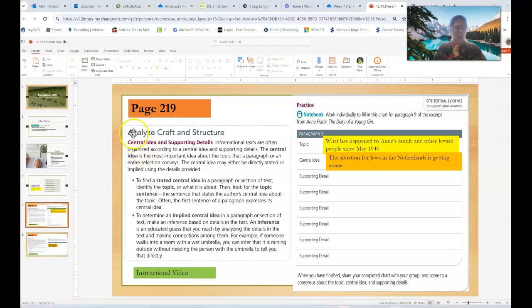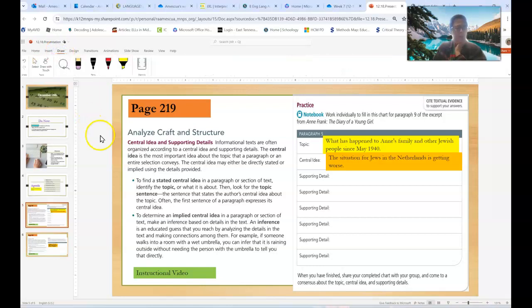All right, so now let's take a look. So on page 219, we are going to analyze craft and structure. So what that means is we're going to look at how Anne Frank crafted her diary. So how did she write it? What we're going to focus on is how she communicated central idea and supporting details. So as I go through, I need you to be underlining as I underline.